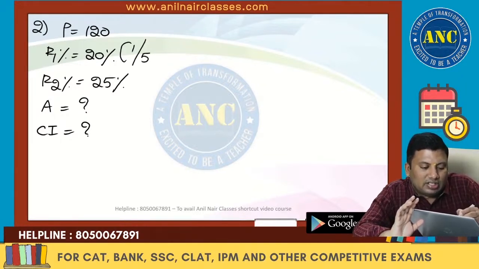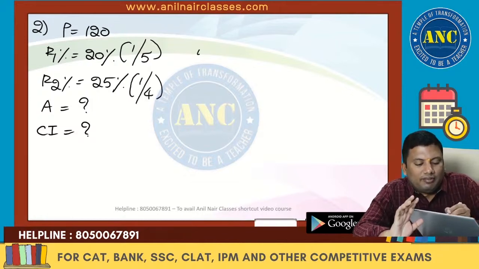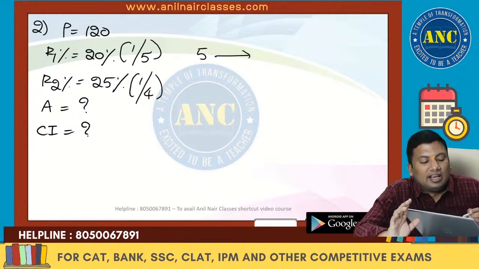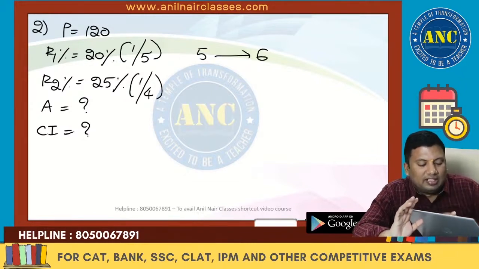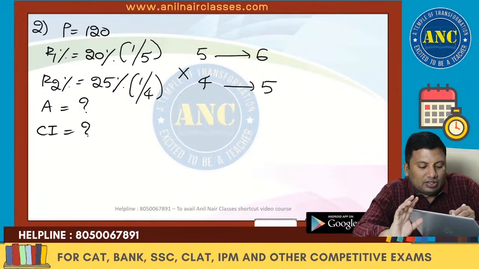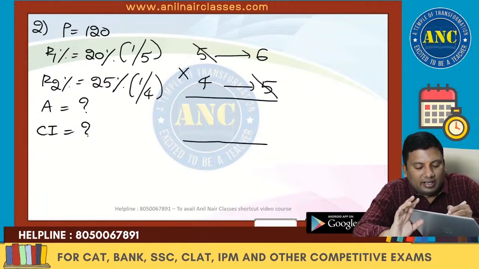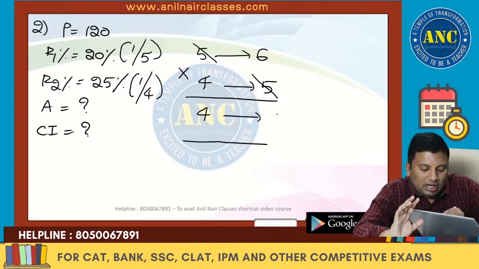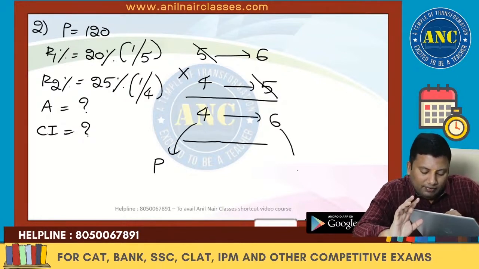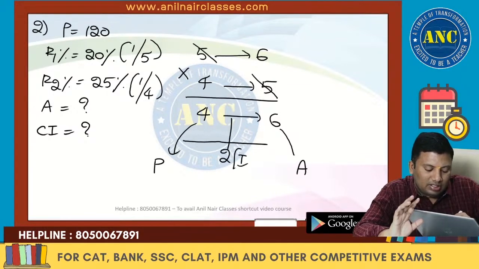20 percentage is 1 by 5. 25 percentage is 1 by 4. For 5, there is one increase; it is all depreciation means negative, other all positive. 5 one increase, it is 6. 4 one increase, it is 5. So one event is happening after the other event. 5 into 4 becomes 6 into 5. This is the initial value P, this is the final value, and the change is the interest, 11.